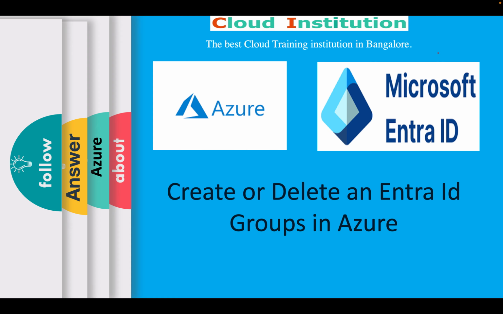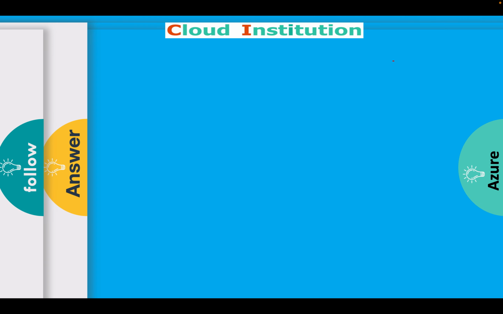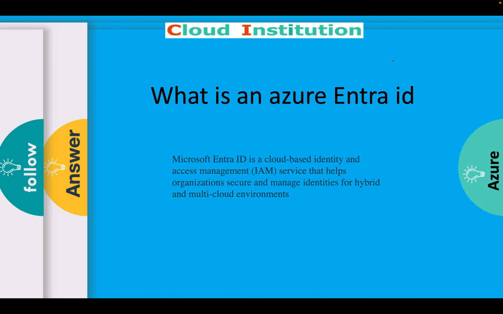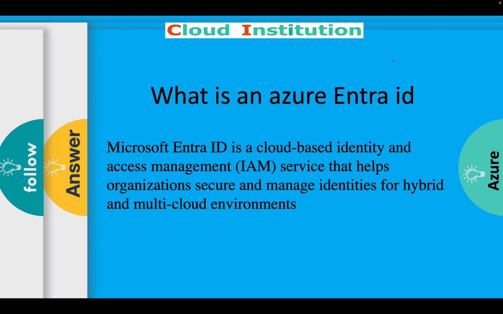Before jumping in, in the last video we also saw what Azure Entra ID is. Entra ID is a cloud-based identity and access management service that helps organizations secure and manage identities for hybrid and multi-cloud environments. If you've not watched the previous videos, please go and watch them. We have already created a user and assigned access to the users, right? So today we are going to see how to create groups in Entra ID.